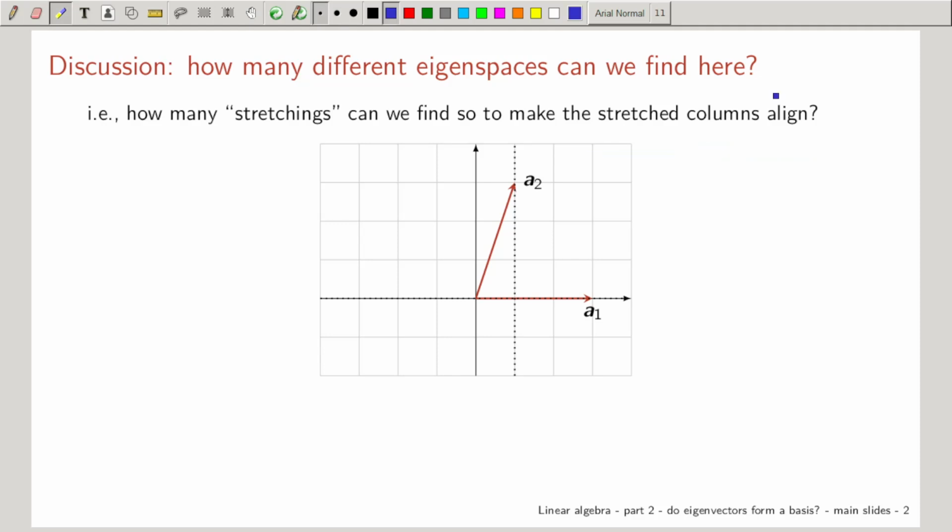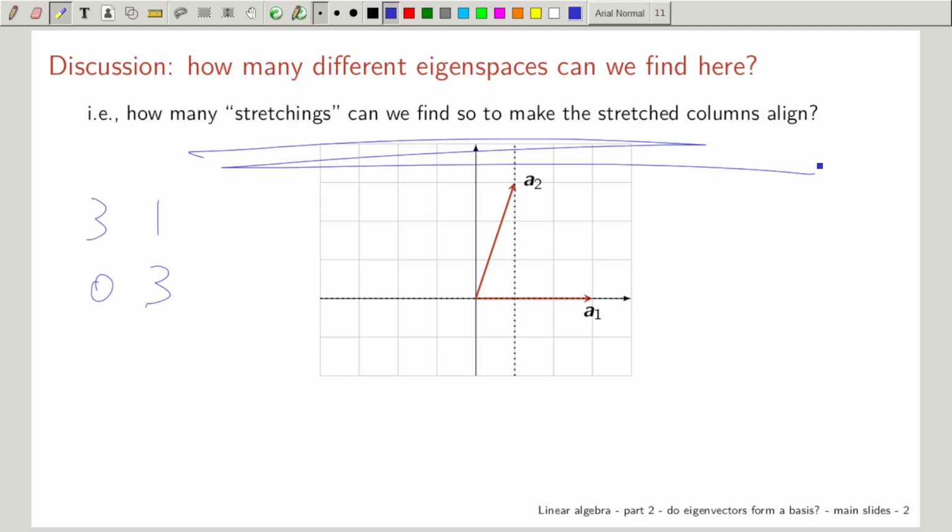What am I showing you here? I'm showing you a matrix that looks like 3, 1, 0, 3. True? And I'm asking you how many stretchings, that means those lambdas, you can find so that we can make the stretch columns aligned. That means how many different eigenvalues am I asking? Is it clear that this question is actually asking you how many eigenvalues we find? How many eigenvalues do we find?